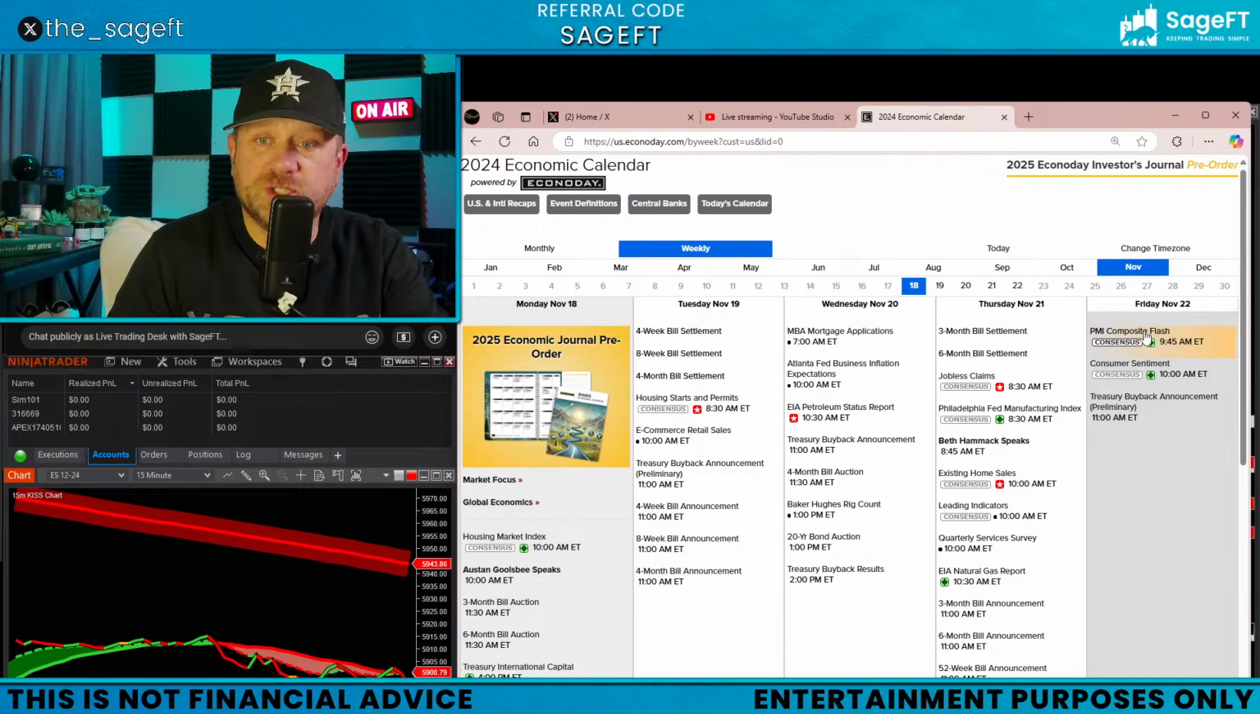Okay. Now, just to show you guys, PMI composite flash is not what we're looking for. We're looking for final. This is just a snapshot of what the reading is at that time. That's not the actual. That's why it's not red.